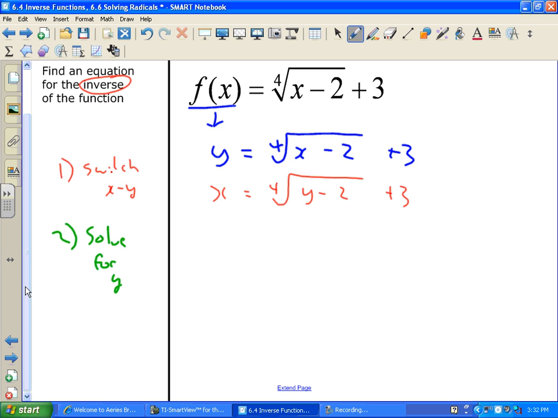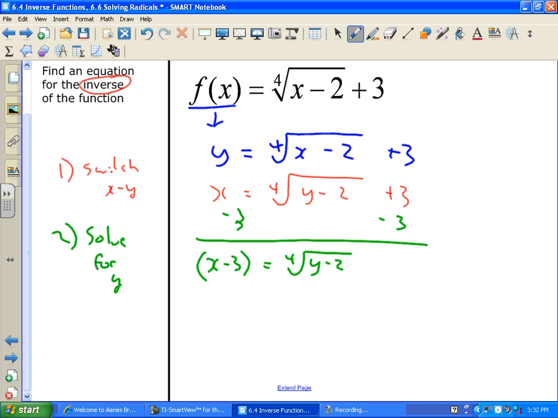Work towards your y by first subtracting 3 from both sides. That's going to give me x minus 3 equals the 4th root of y minus 2. Now, when you move that 3 over, please put parentheses around that term, because I need you to keep that negative 3 connected to that x, and here's why. At this point, I need to get rid of the 4th root of y minus 2. The way that I get rid of it is raise both sides of this equation to the 4th exponent.